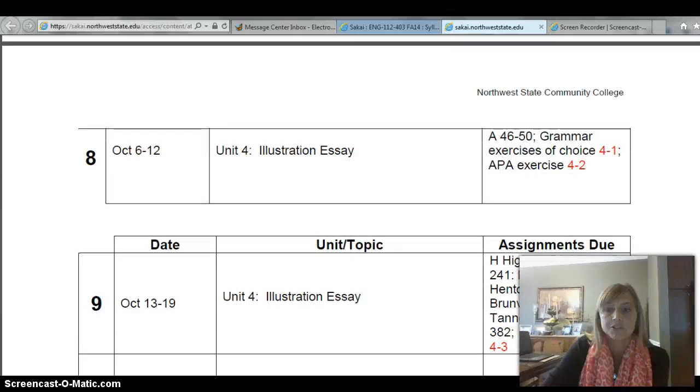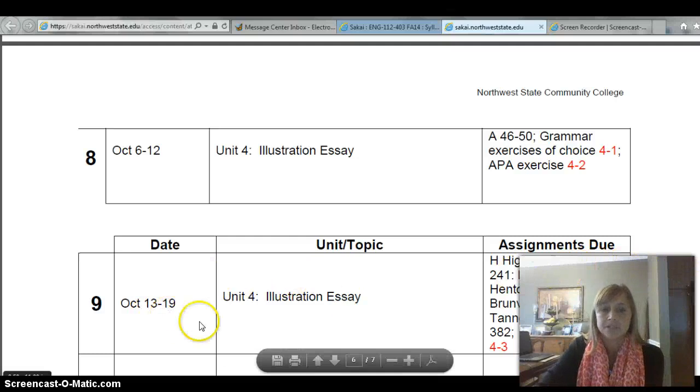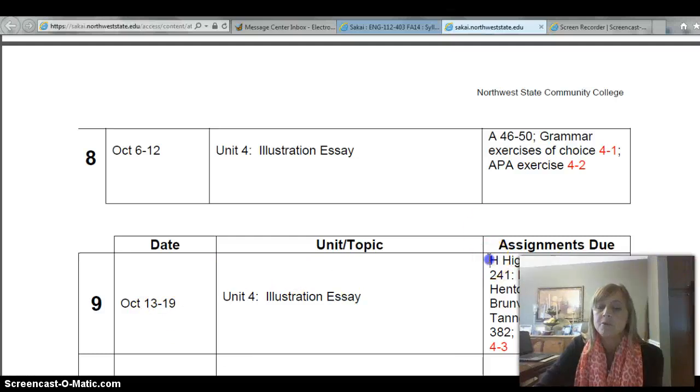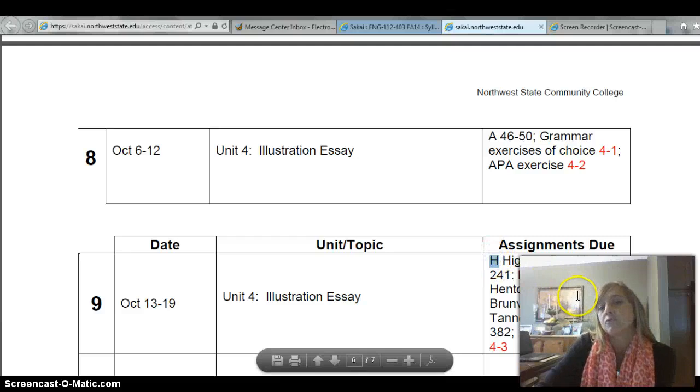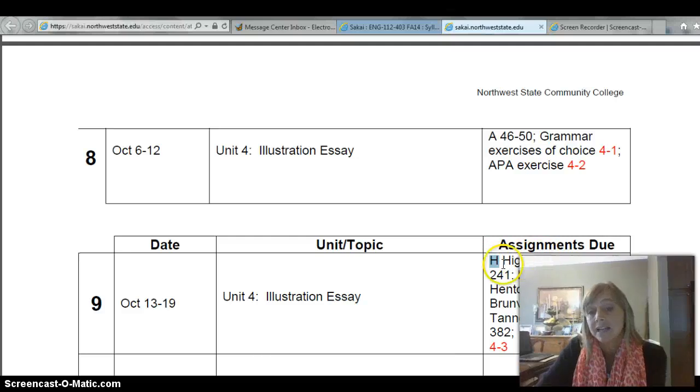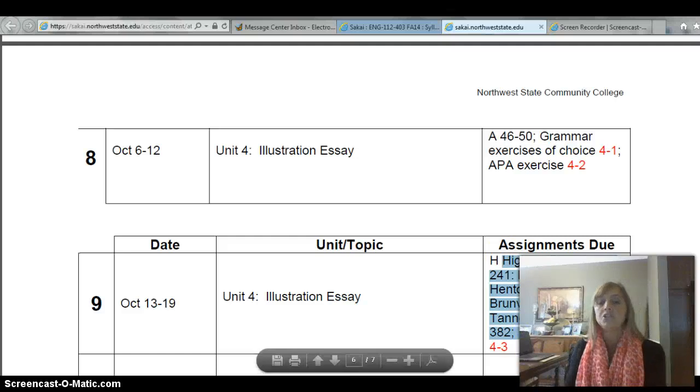I pulled up the syllabus here just so we could get a big picture view of what's going on for the week of October 13th through 19th. Remember that H designates that this is for the Hirschberger text. The last names are the names of the authors for the particular articles we're going to read, and they start right here on page 454 and go through page 382.